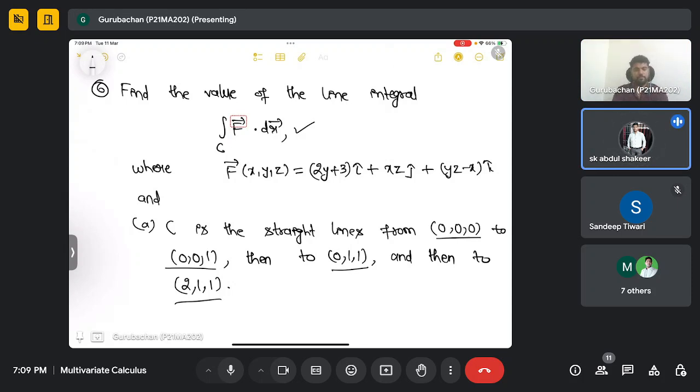OA bar straight line equation is (x minus 0) by 0 equal to (y minus 0) by 0 equal to (z minus 0) by 1 equal to some t. Correct. We have to consider parametric equations. Then it will be the integral over C of f1 dx. We just have to replace those values and then obtain the solution.